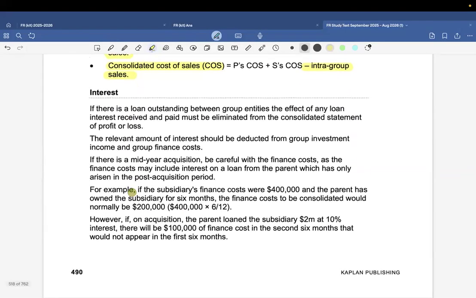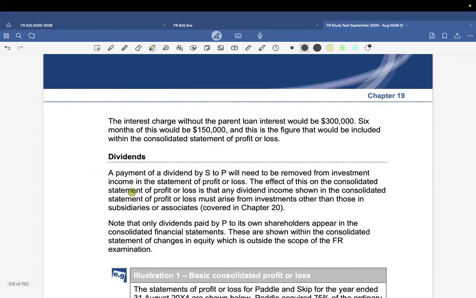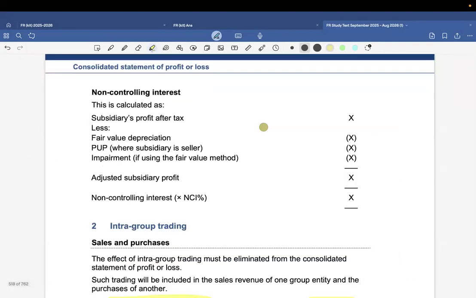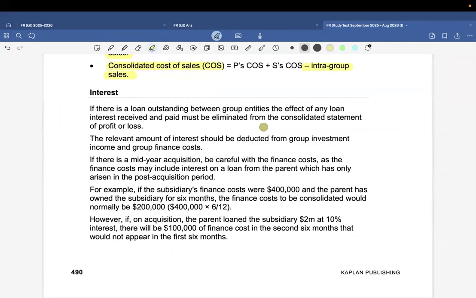Now, there could be interest, that means P might give a loan to S or S might give a loan to P, right? In this case, there could be finance cost within it, right? It should be included within the consolidated profit and loss, no issue. Clear? Now, you must understand the loan could be a combo of any other finance. The example given here is the subsidiary's finance cost of 400,000, and the parent has owned the subsidiary for 6 months. The finance cost to be consolidated would normally be 200,000, that is 400,000 into 6 by 12.